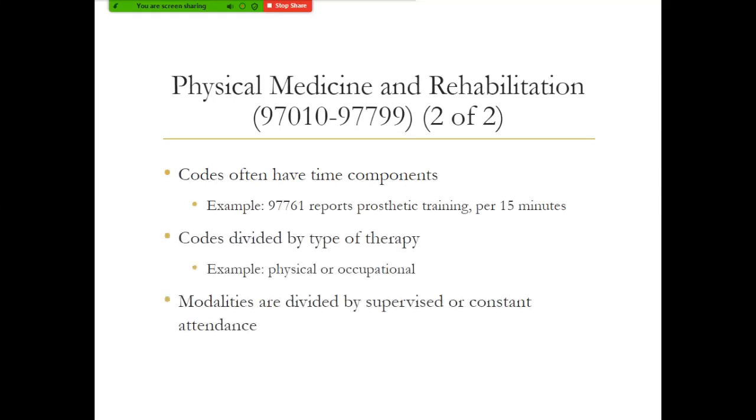Codes are reported on the basis of time or treatment as stated in the code descriptions, which is really what our first line said. Codes often have time components. For example, 97761 reports prosthetic training per 15 minutes. Codes are divided by type of therapy, for example, physical or occupational. And modalities are divided by supervised or constant attendance.